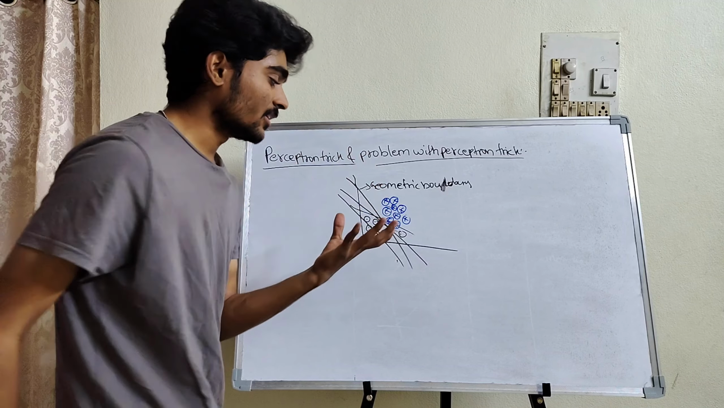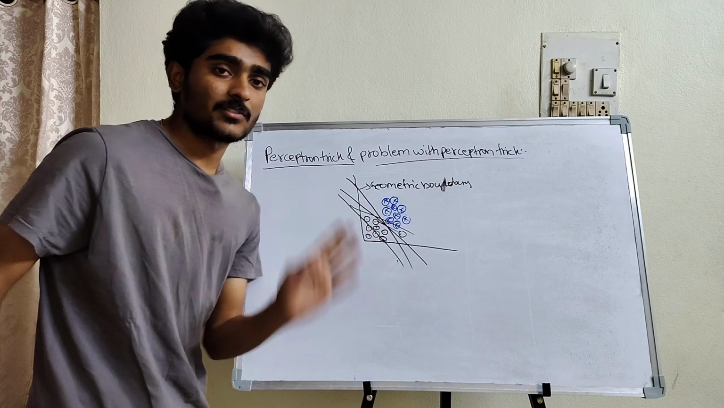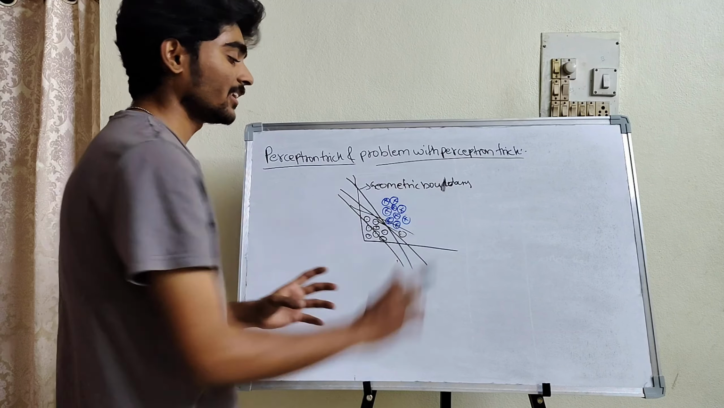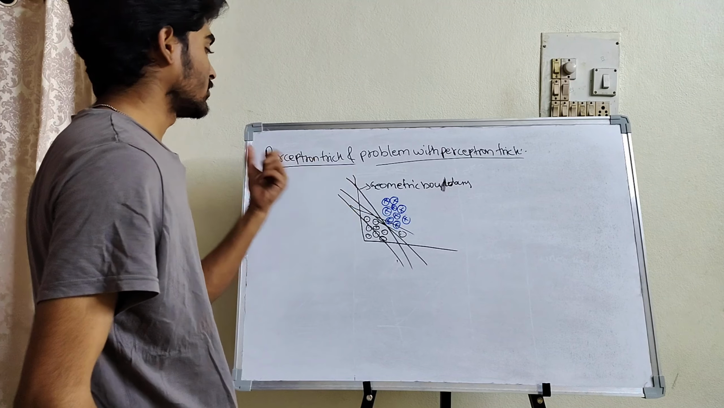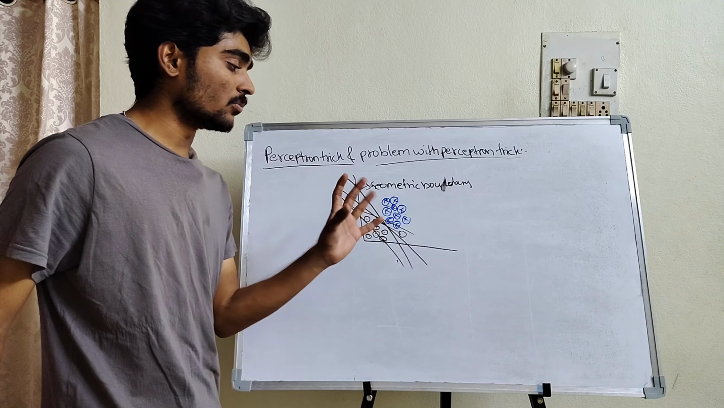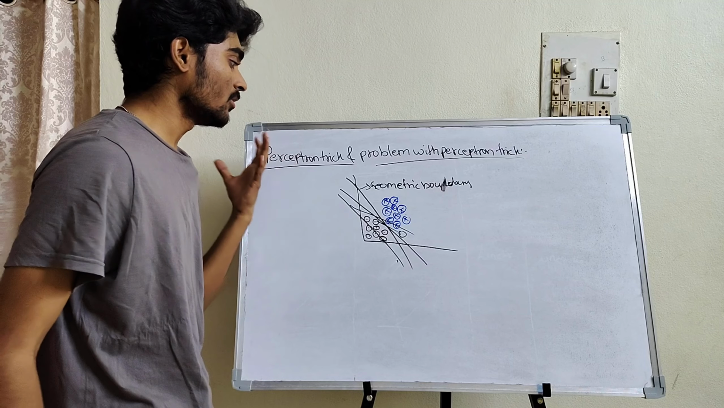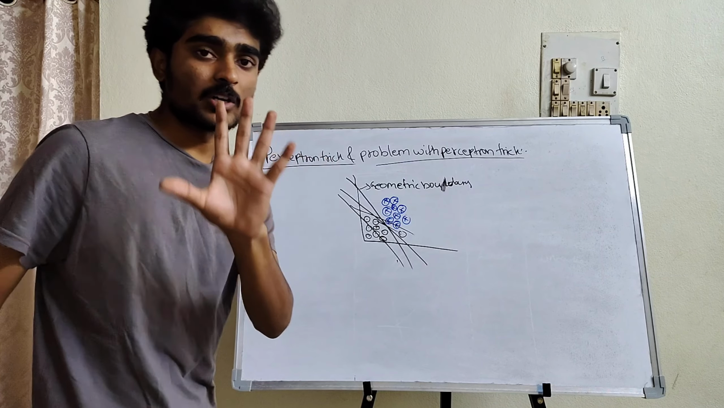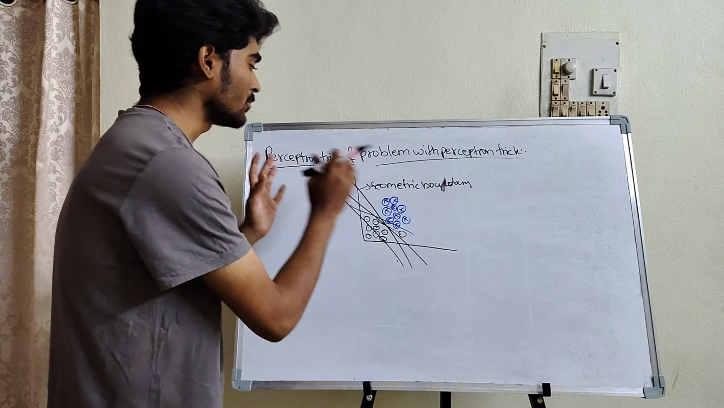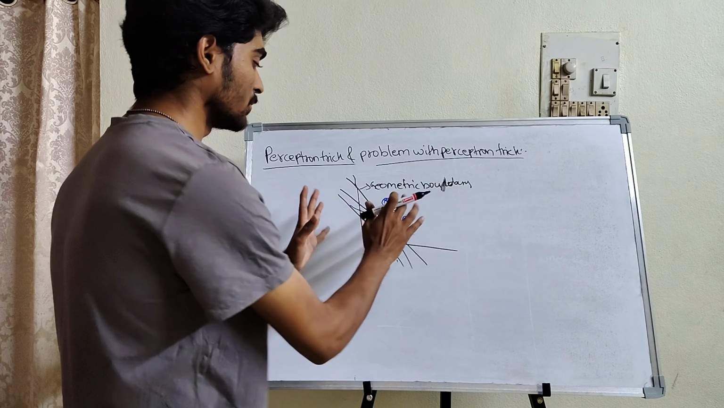adjusting this binary classifier line as our geometric boundary to classify two different classes is called the perceptron trick. Okay, what I just said is what we have seen in the previous video. What is new is that we are naming that method the perceptron trick. Okay, this is the perceptron trick.